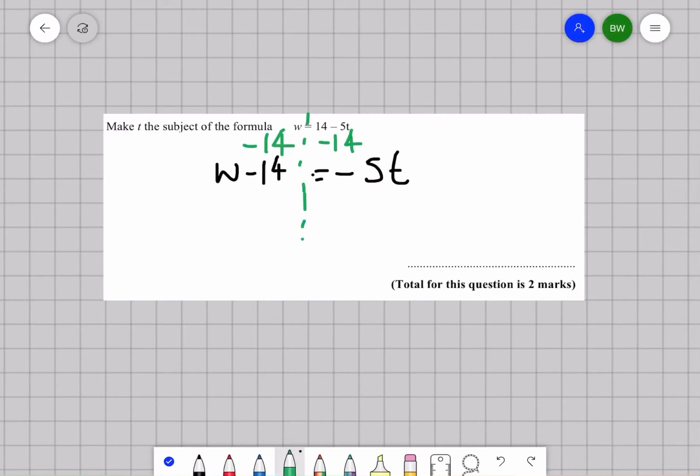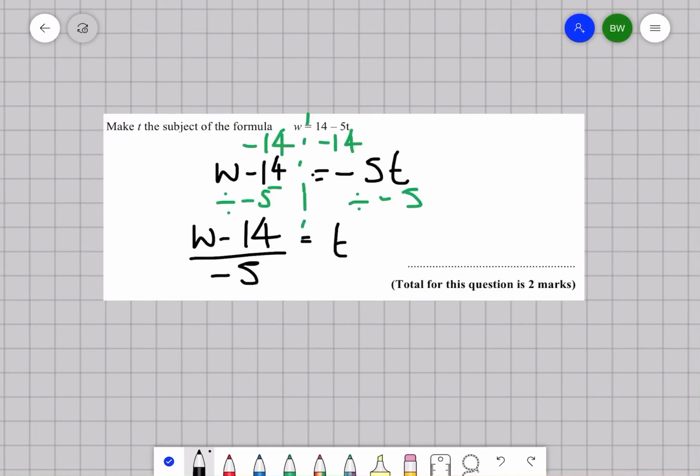I've now got to get from negative 5t to t on its own. So to get from negative 5t to t, I divide by negative 5. So I'm going to have to do the same to this side, which leaves me with w minus 14 all over negative 5. And that's one answer I could keep.